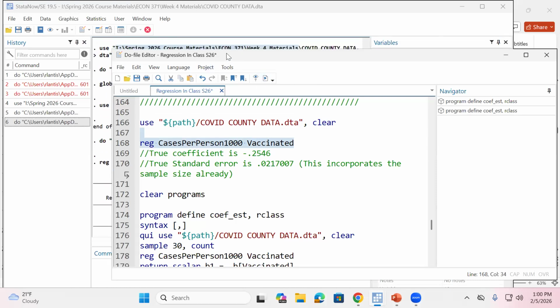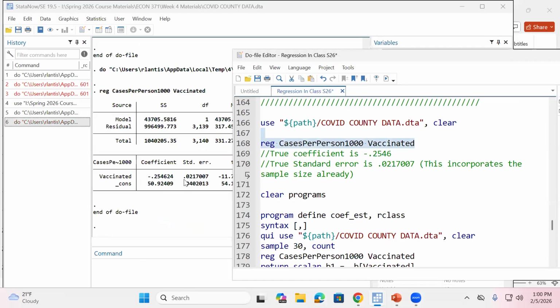Okay. So I run that. I get my regression output. The true coefficient, or sorry, my sample, this is population data, right? So the true coefficient, I don't have to worry about, I don't have sample data here. I know this is the true effect of getting 1 more percent of your county vaccinated. I also know this is going to be my true standard error because I'm working with population data. So I'm going to use these 2 values, right?